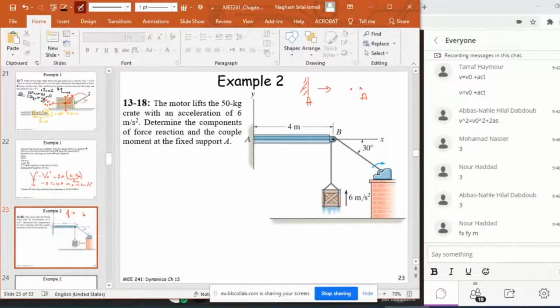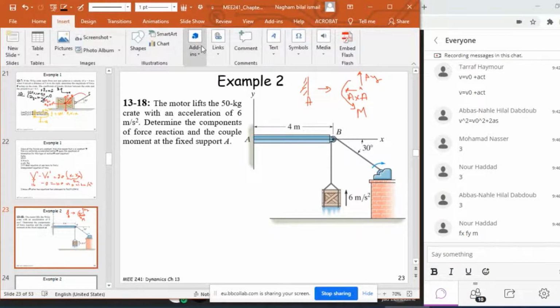So any direction you want could be assumed, and whenever you solve this problem, if one of them comes out with a negative sign, then you have to flip its direction. So here, guys, I'm gonna assume that this is my AX, this is my AY, the positive Y, and this is my moment. All right, so these are the directions that I'm gonna assume for this fixed support.